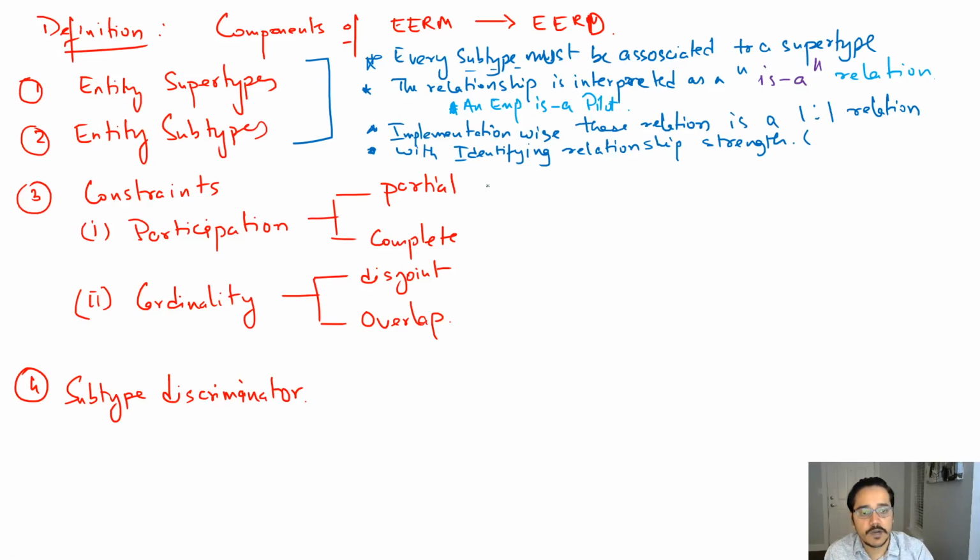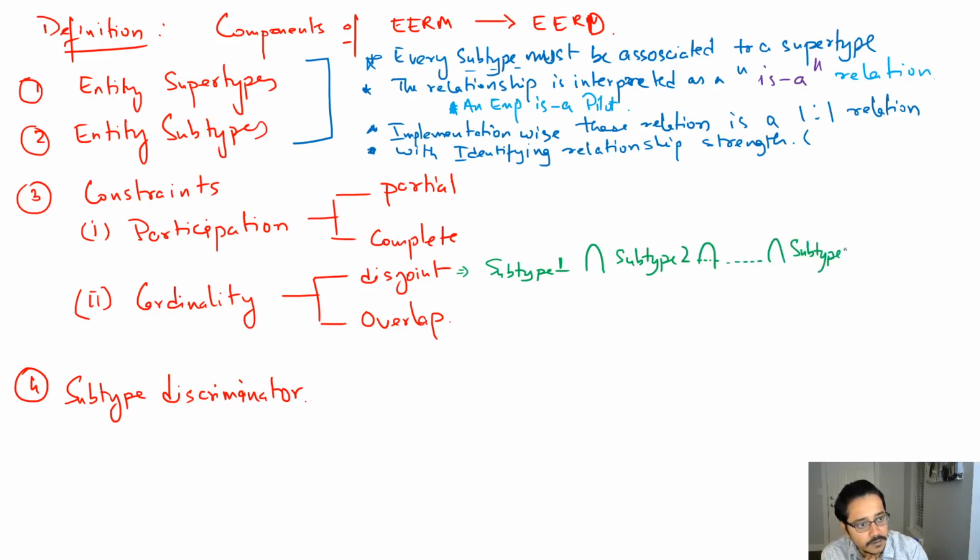All right, so what do partial and complete participation mean? But before that, let's talk about cardinality: disjoint and overlap. Disjoint means if you take subtype 1, intersect it with, let's say, subtype 2, keep on intersecting it up until, let's say, subtype I or subtype N, this will give you phi or an empty set.